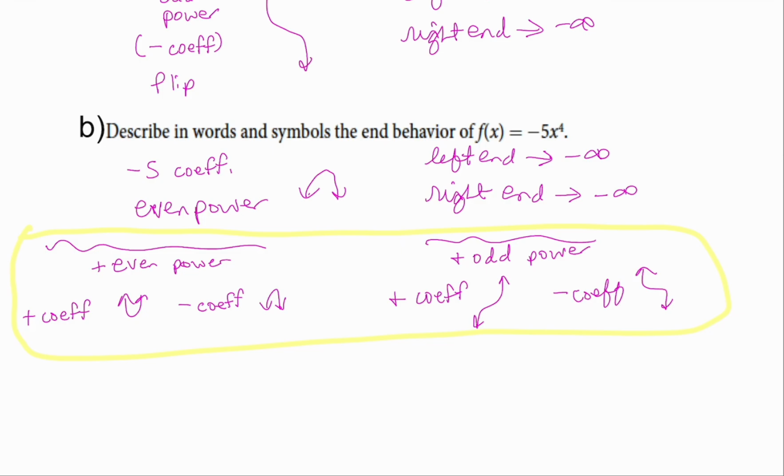So if we have a positive even power, think of quadratics. What does a quadratic do? Well, if you have a front coefficient that's positive, both ends are going up. Front coefficient that's negative, both ends are going down.